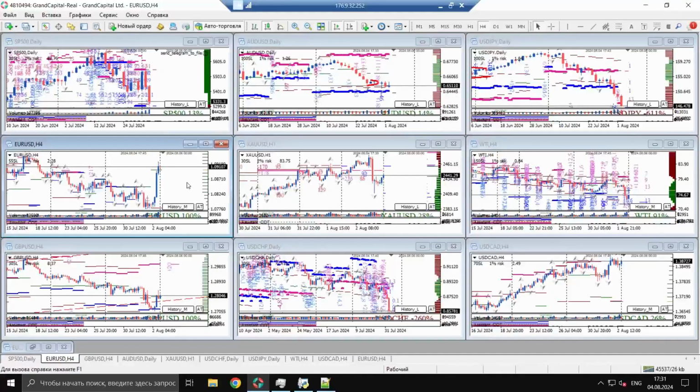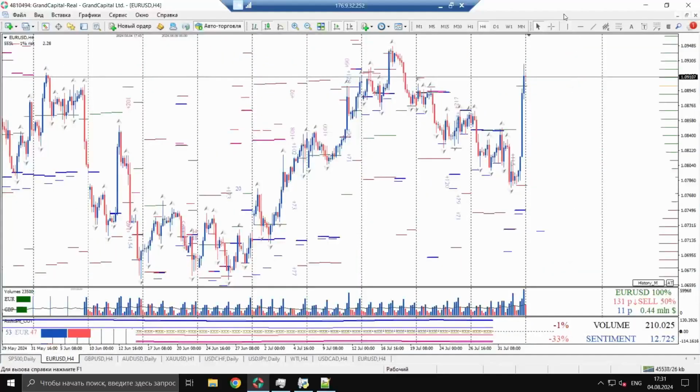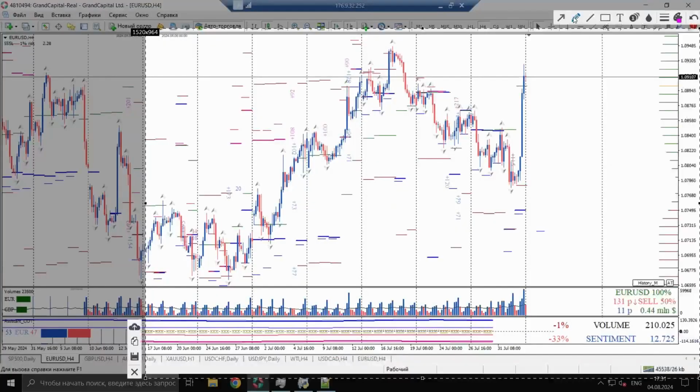Today, as always, we will review the probable movements of trading instruments for the upcoming trading week for the euro, gold, and the SP 500 index. Let's start with the euro.